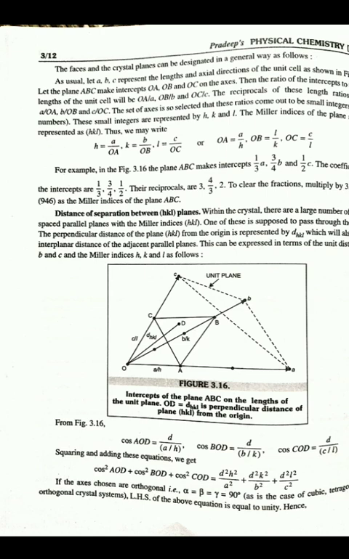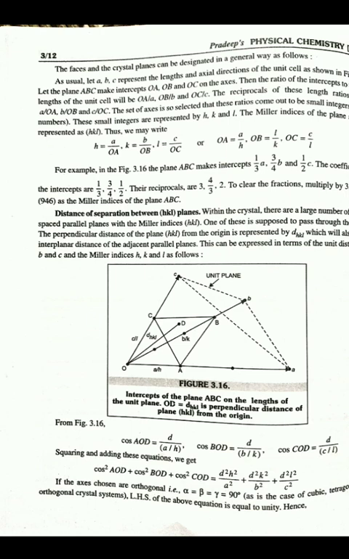Distance of separation between hkl planes. Within the crystal, there are a large number of equally spaced parallel planes with the Miller indices hkl. One of these is supposed to pass through the origin. The perpendicular distance of the plane hkl from the origin is represented by d_hkl, which will also be the interplanar distance of the adjacent parallel planes.